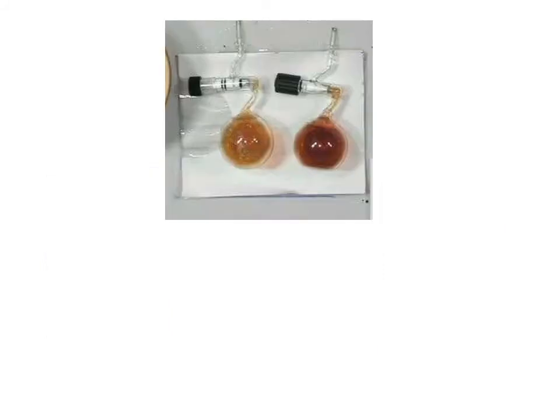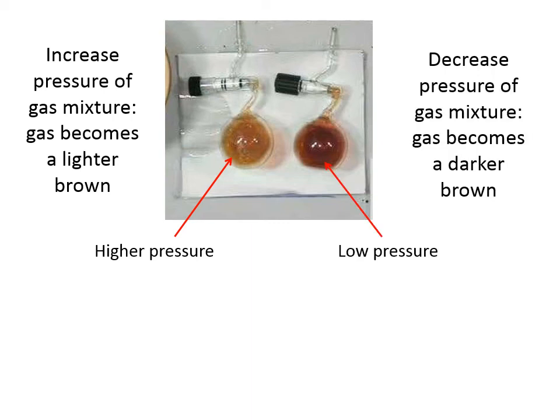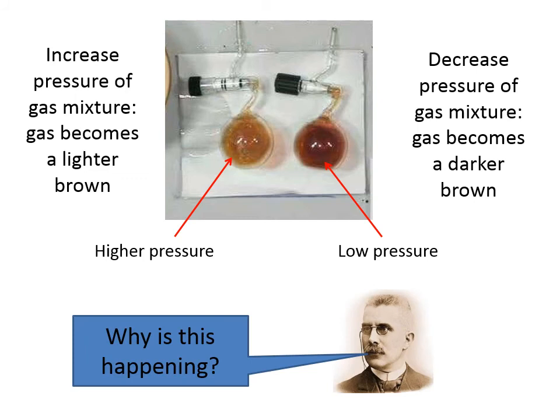So here they are, our 2 gases in this experiment. If we increase the pressure, the gas becomes a lighter brown. And if we decrease the pressure, the gas becomes a darker brown. So why is this happening? What is happening to the equilibrium position in this case?